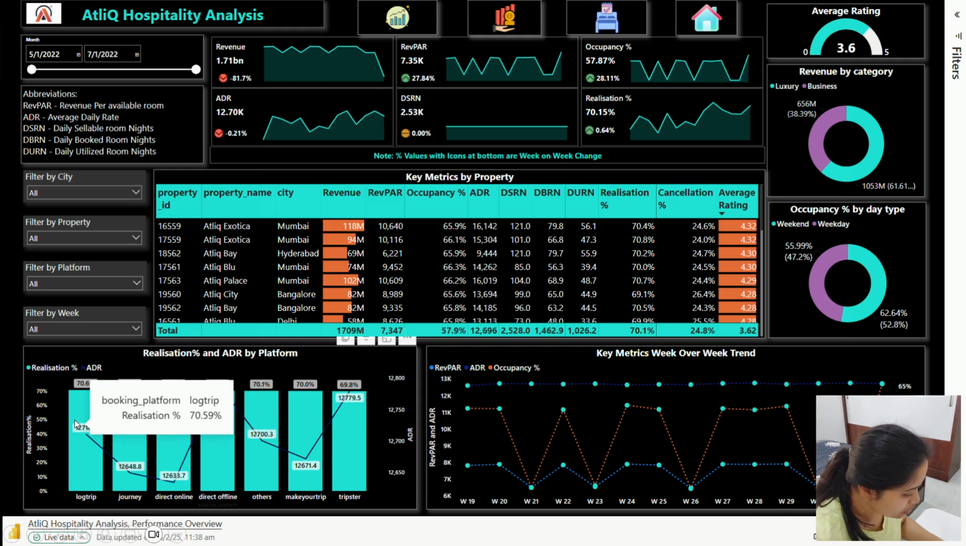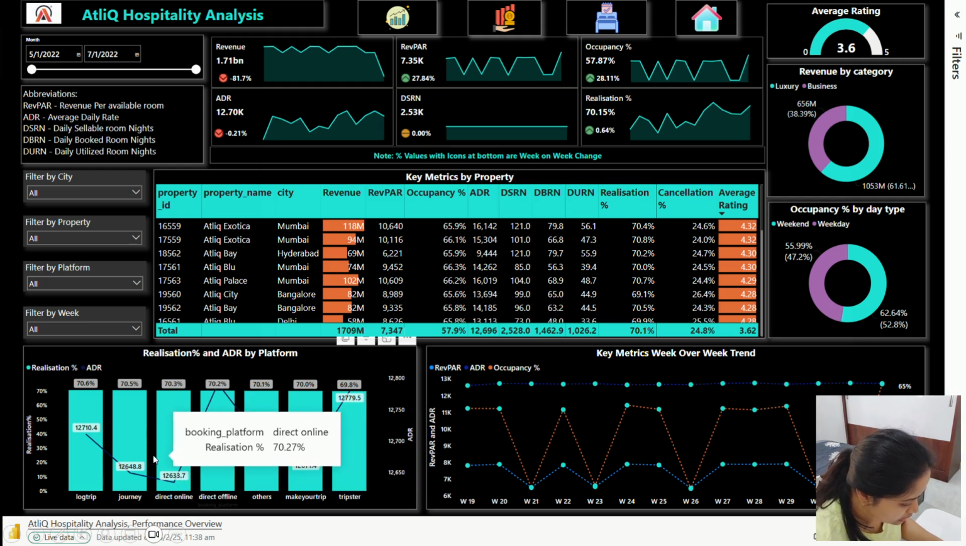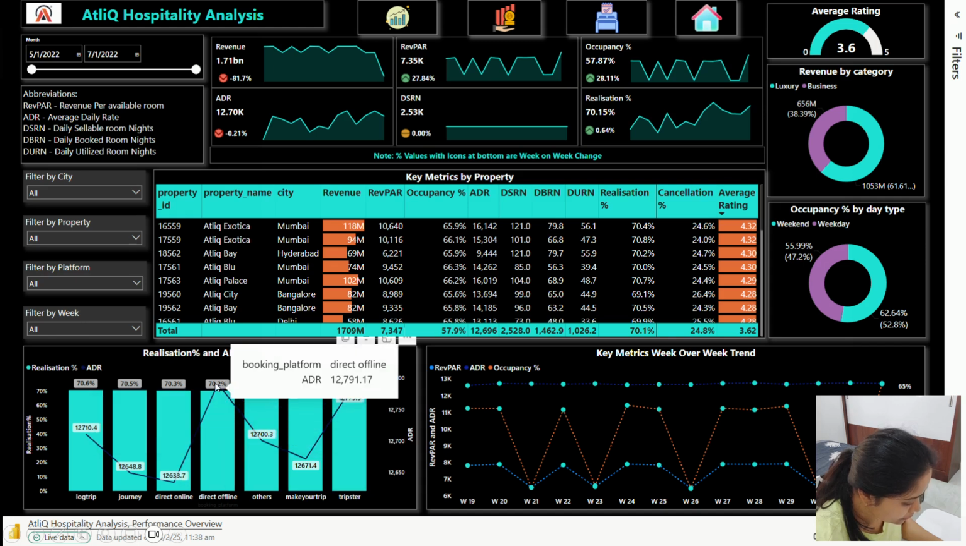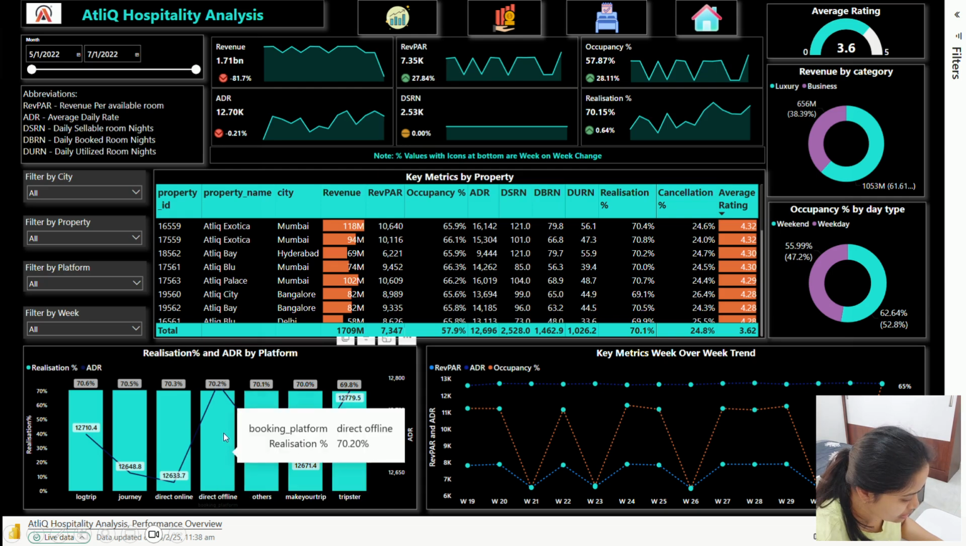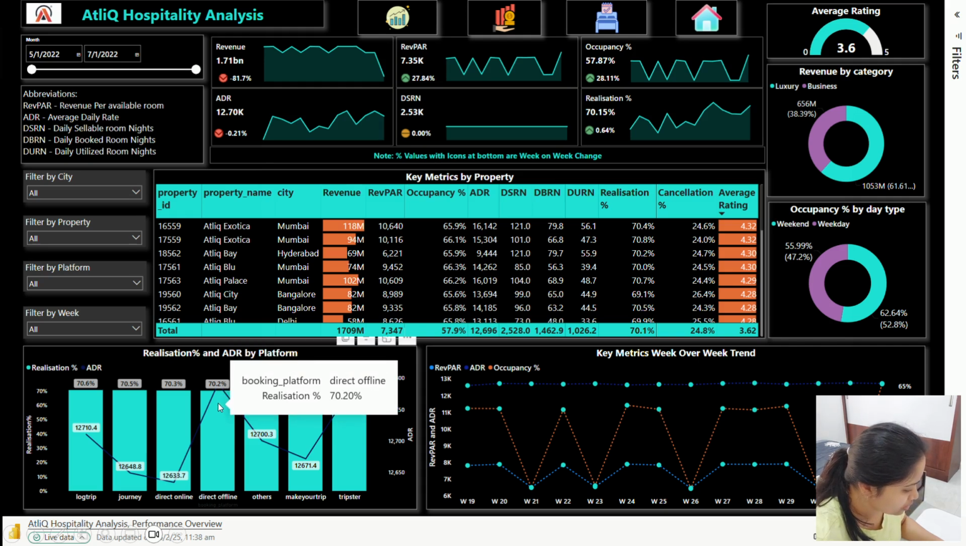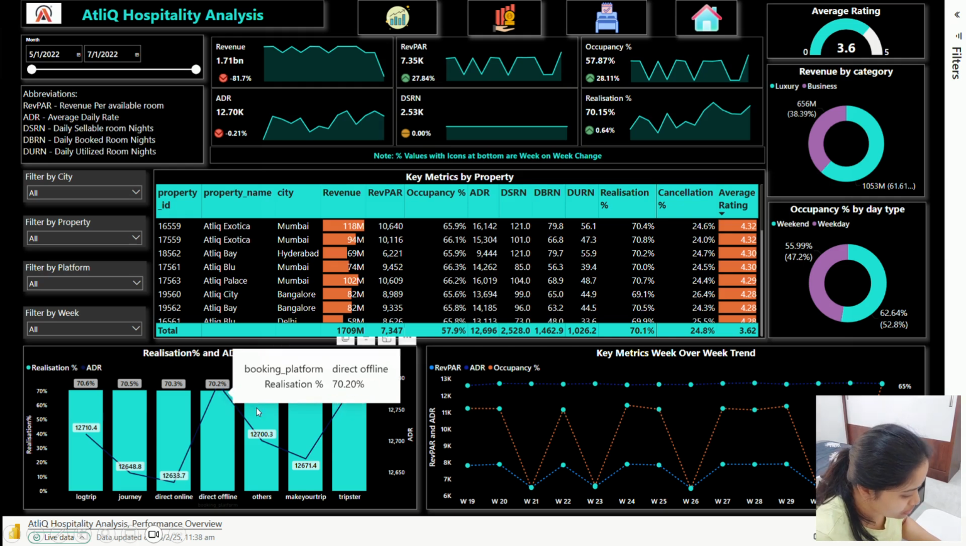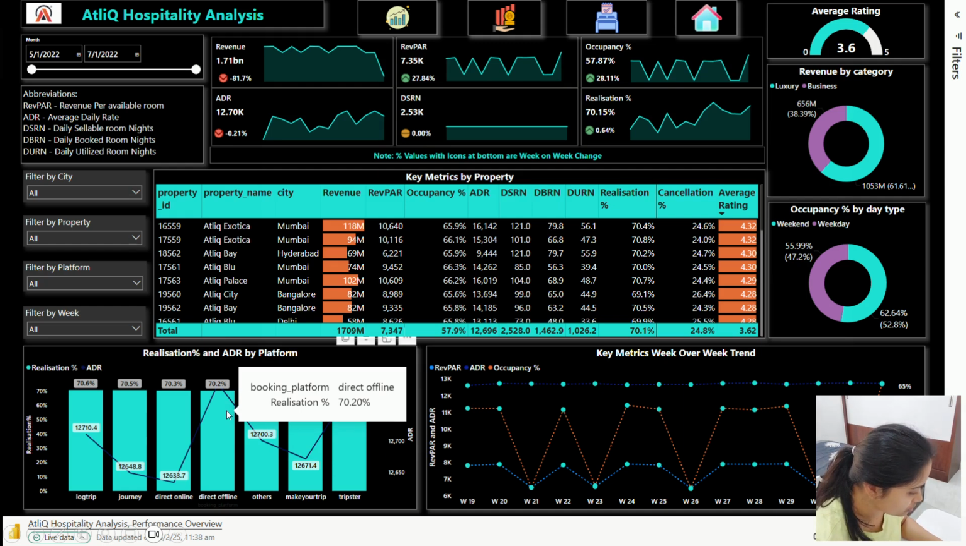So different platforms have different realizations, right? We see that the direct offline ADR is the highest, so the direct offline channel charges higher because of the human-to-human interaction in it, and the loyal customer base, unlike the online portals. People check across several online portals and choose the lowest rate.